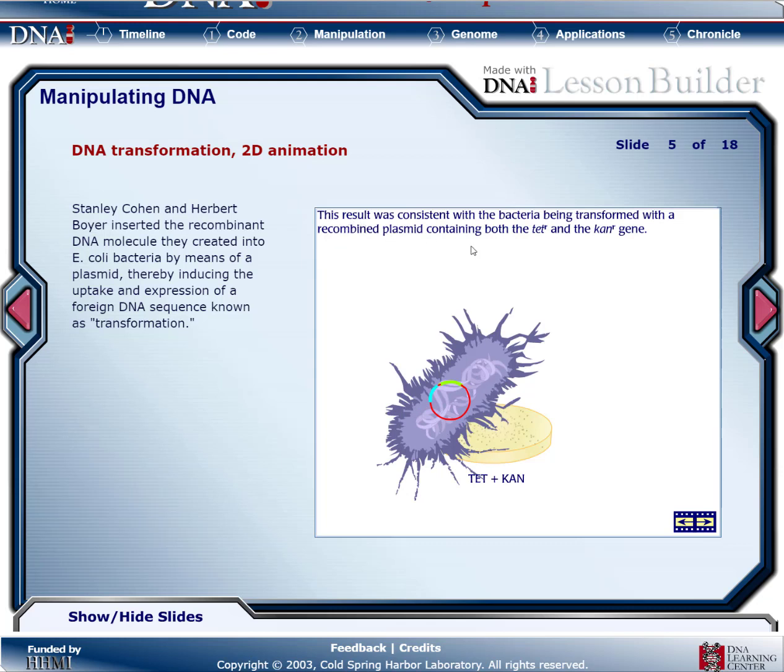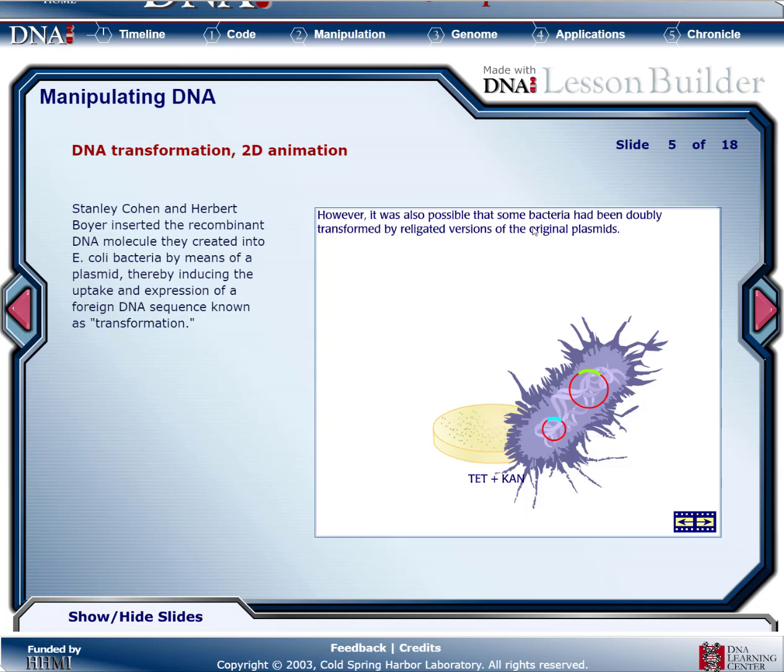This result was consistent with the bacteria being transformed with a recombined plasmid containing both the tetracycline and the kanamycin gene. So these genes were resistant. Okay.